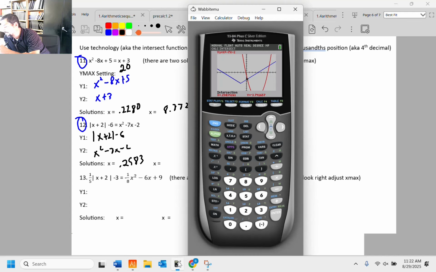And then we repeat the process for the one on the right, second trace 5. Take your cursor, get it close, and press enter once, twice, thrice. Now I'm also going to show this one on Desmos. So 7.7417.